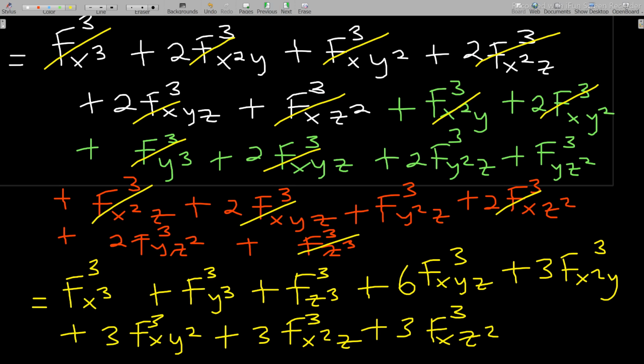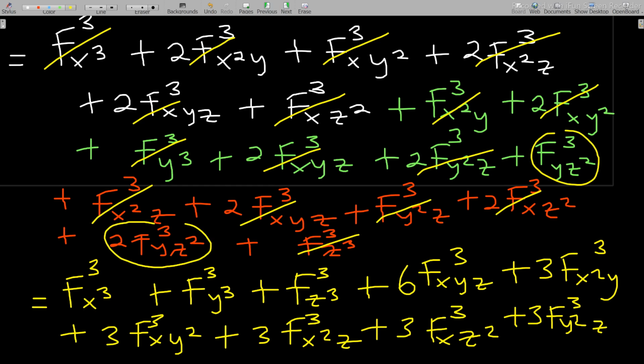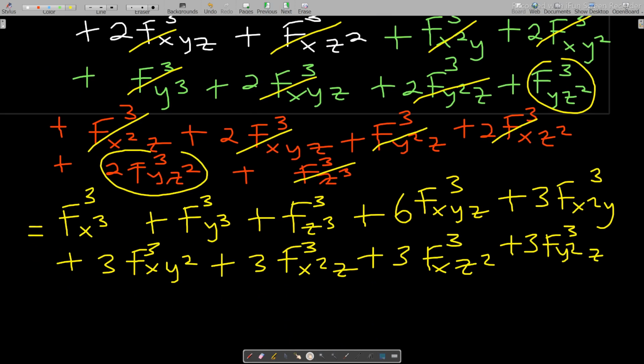Okay, then plus 3 f y squared z, then cube. So fy squared z, let's look for fy squared z. You have 2 of them here, and you have y squared z, you have another one here. So automatically we are left with this, and they are the same. Okay, yz squared. So let's go down here and write 3 of them. We have 3 of them present here, so plus 3 f yz squared, then cube.